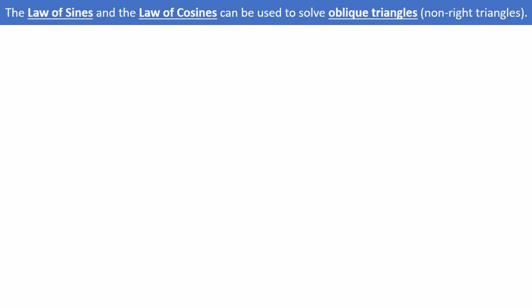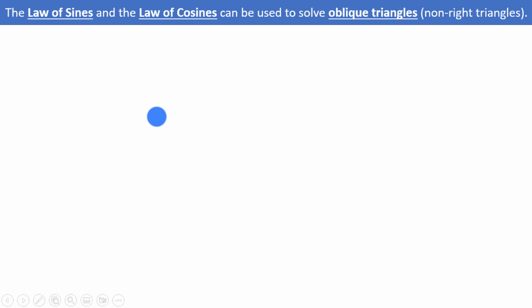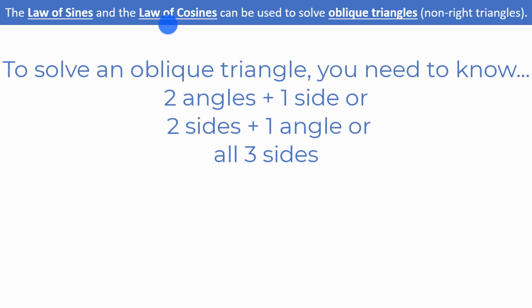The one tool that worked for right triangles that also works for oblique triangles is the interior angle sum theorem. We can still use the fact that the interior angles of a triangle add up to 180 degrees for an oblique triangle. Now, in order to solve a triangle using the law of sines or law of cosines, you need to know three things about that triangle. You need to either know two angles and one side, two sides and one angle, or three sides. As long as you have one of those cases, you should be able to use either the law of sines or law of cosines to solve the triangle.